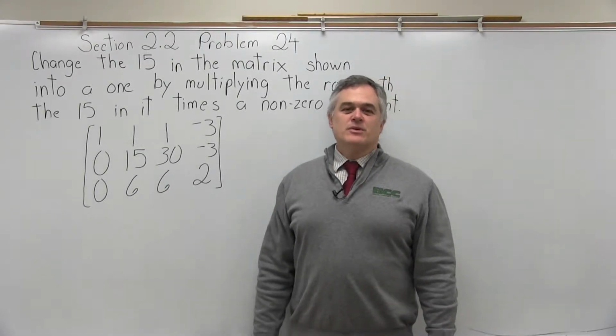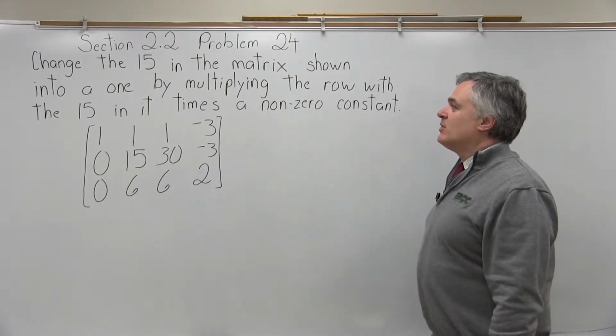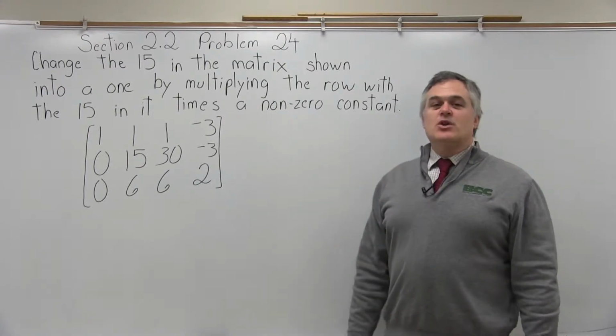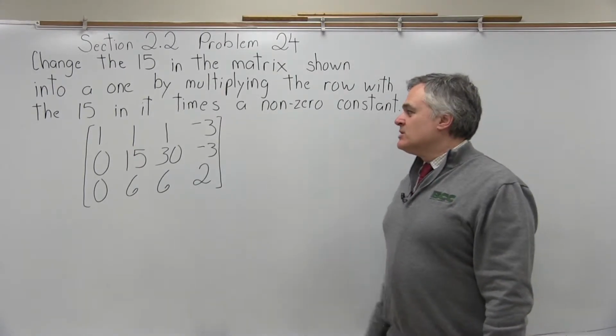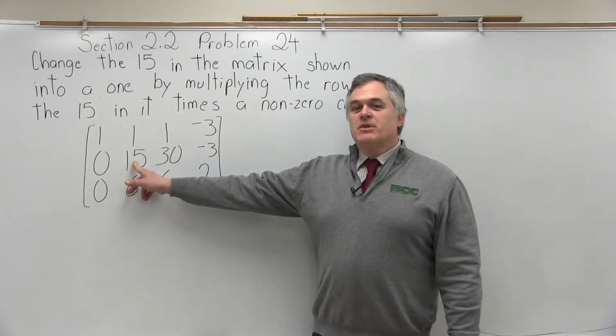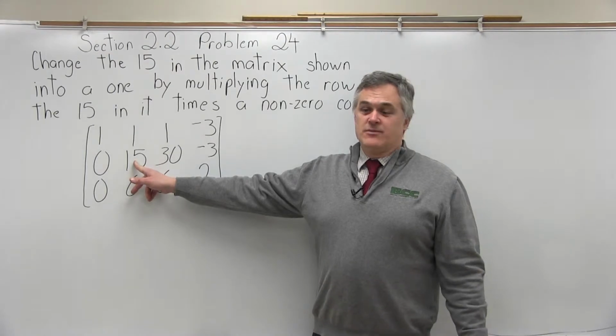This is Section 2.2, Problem 24. It says change the 15 in the matrix shown into a 1 by multiplying the row with a 15 in it times a non-zero constant. So our 15 is sort of in the middle position of the matrix. We want to multiply it times a non-zero constant. In other words, any number that's not 0.